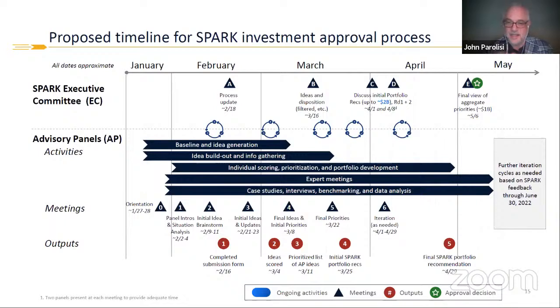And there might be a slightly different cadence for each one of the advisory panels, depending upon what situation they're starting out with. And then once those ideas have been scored, the opportunity for the panel itself to step back and say, okay, what kind of portfolio recommendation do we really want to put forward to the Spark Committee? Because it may be that an idea may not have scored quite as high, but if it's an enabler for a lot of high scoring ideas, you'd want to make sure that went forward.